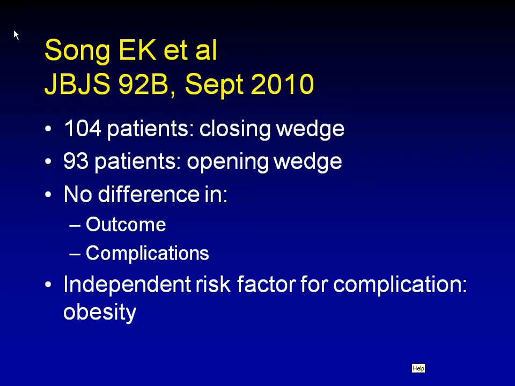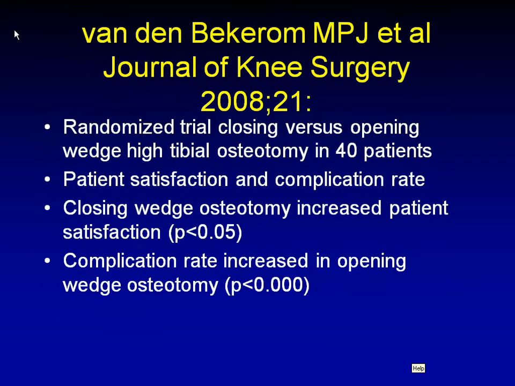Okay, so this is a good article, September 2010, British Journal. They looked at 104 patients with closing wedge, 93 patients with opening wedge. What they found, there was no difference in outcome as far as patients were concerned, and no difference in complication rate. But the significant thing is an independent risk factor for complication is obesity. And this is something that you have to be aware of when you're planning high tibial osteotomy. The obese patient does not do well.